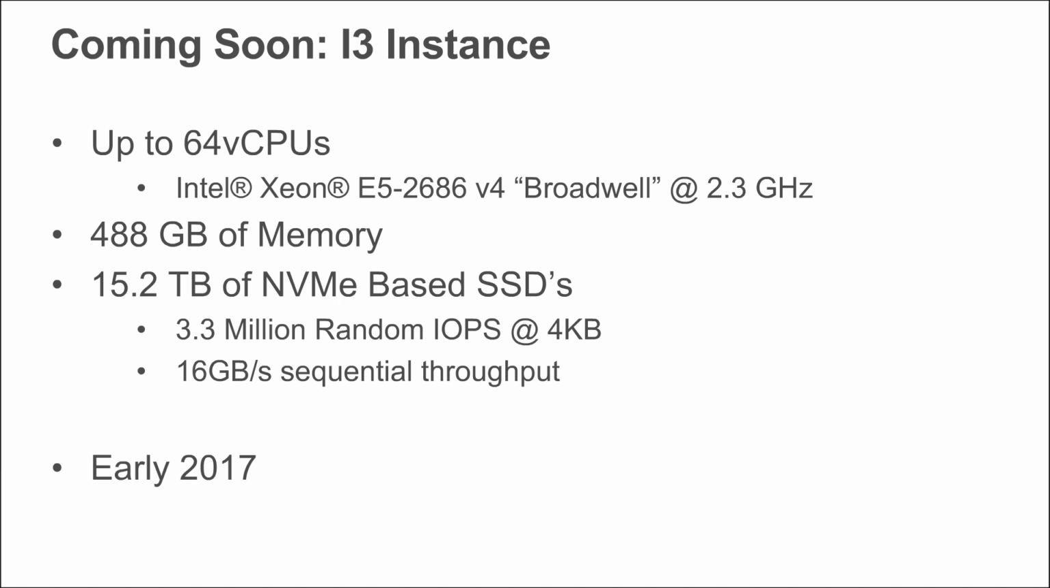Now, NVMe is a relatively new storage technology, and it uses the PCI bus to allow you to get on these instances up to 3.3 million random IOPS, and up to 16 gigabytes per second of sequential throughput. So these are going to be screaming fast machines, and they're going to be really useful for all of your super heavy I/O workloads.